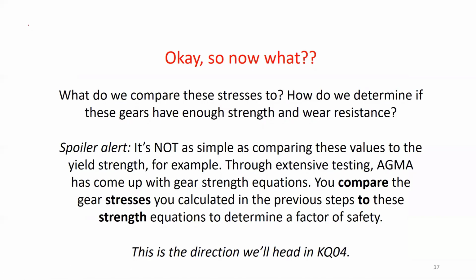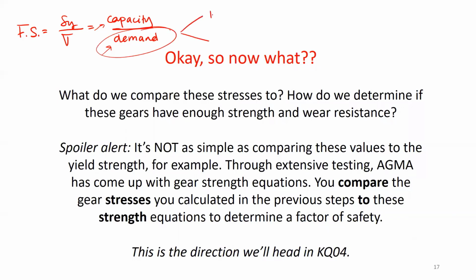So remember what we did in 328 for a ductile material. We did factor of safety is the yield strength divided by the stress. In other words, the capacity of the material over the demand. And actually, the process here is no different. It's just that the processes for finding the demand and the capacity are more complicated because gears are such a wonky shape component. So in this KQ, we figured out how to calculate demand. So the demand is the bending stress and the contact stress.